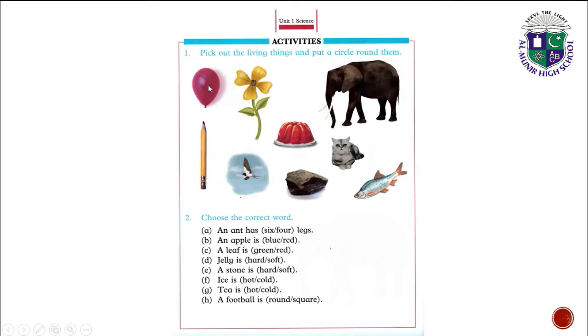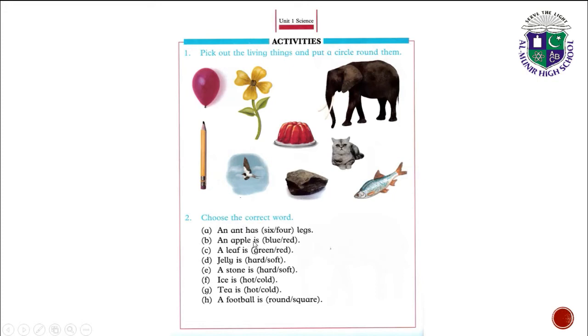So balloon is living thing and can move also. Balloon is living thing or non-living thing? Non-living thing. And pencil is also non-living thing. Bird is a living thing. So circle the bird. Circle the flower. It grows. Circle the cat. Circle the fish. And circle the elephant. Now you have to circle flower, elephant, cat, fish and bird because all these things are living things.